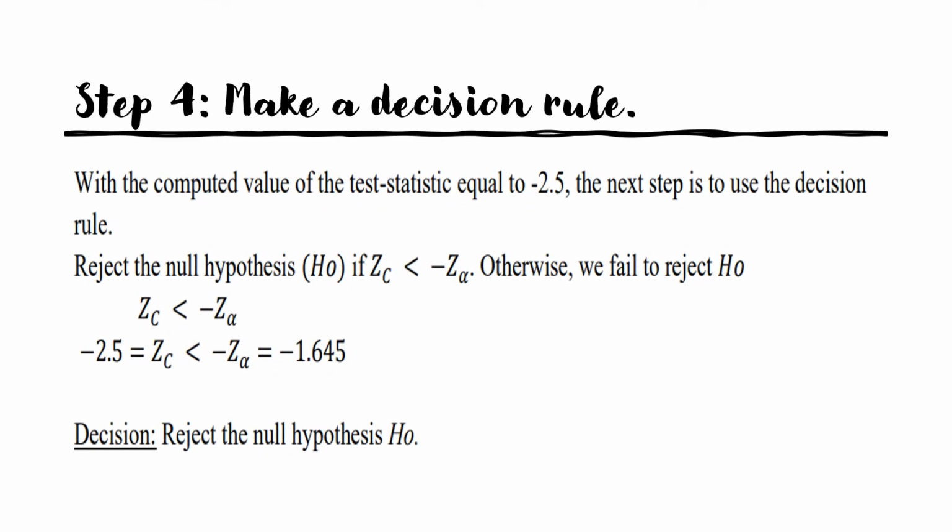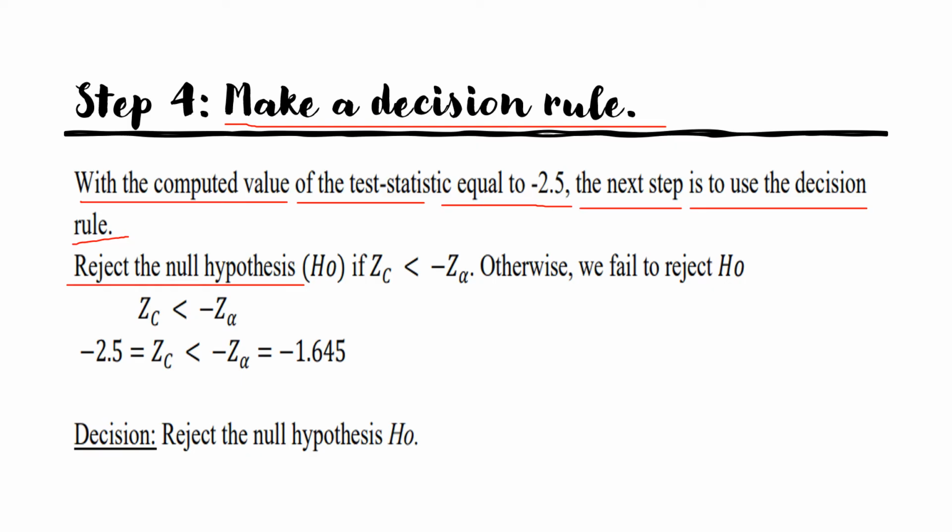So for step number 4, make a decision rule. With the computed value of the test statistic equal to negative 2.5, the next step is to use the decision rule. So we apply this decision rule: reject the null hypothesis if your computed Z is less than your negative critical value of Z. Otherwise, we fail to reject your H0. Now, let's try to compare. So your computed Z now is negative 2.5 and your critical value is negative 1.645.